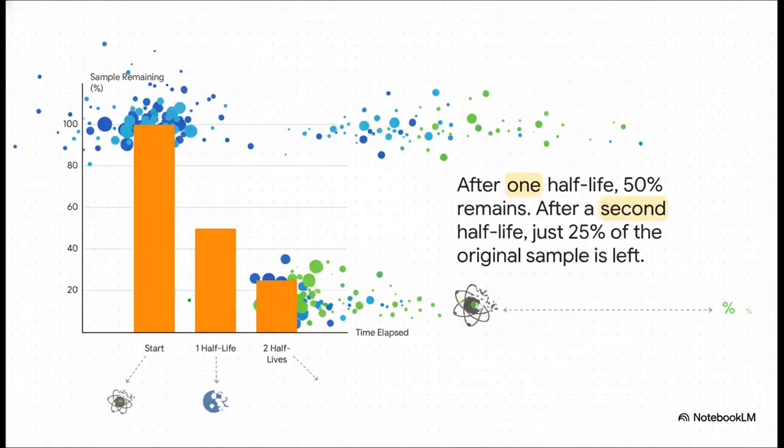And this chart just shows it perfectly. Let's say you start with 100% of your radioactive stuff. You wait for one half-life to pass, and boom, you're down to 50%. You wait for another half-life, and that gets halved again, leaving you with just 25% of what you started with. After a third, you'd be at 12.5%, and so on and so on. A key thing to remember is that, theoretically, it never actually hits zero. It just gets smaller and smaller forever.